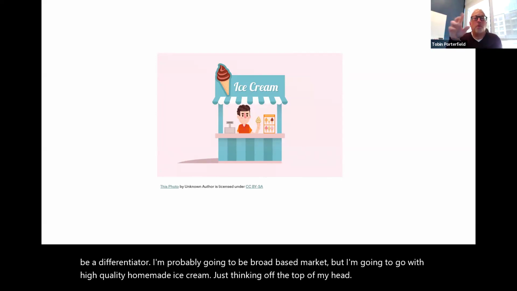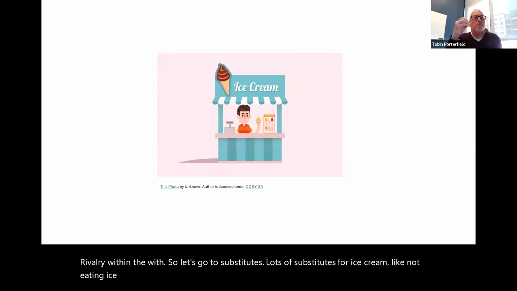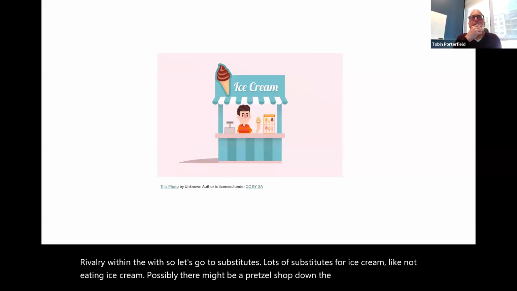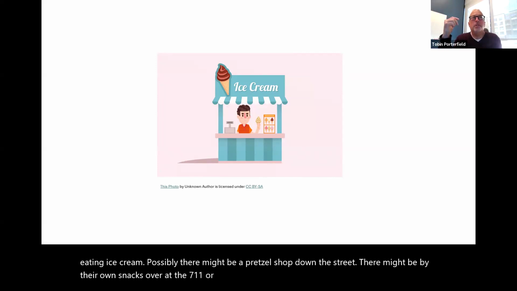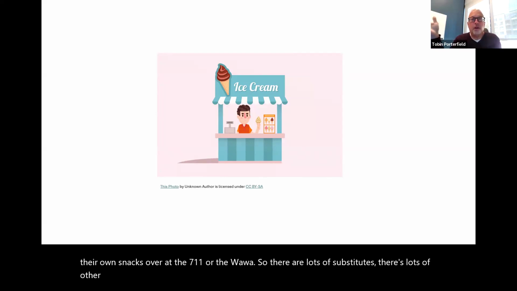Rivalry, so let's go to substitutes. Lots of substitutes for ice cream, like not eating ice cream. Possibly there might be a pretzel shop down the street. There might be people who buy their own snacks over at the 7-Eleven or the Wawa. So there are lots of substitutes. There's lots of other places to get other types of items. So that is a problem for me.